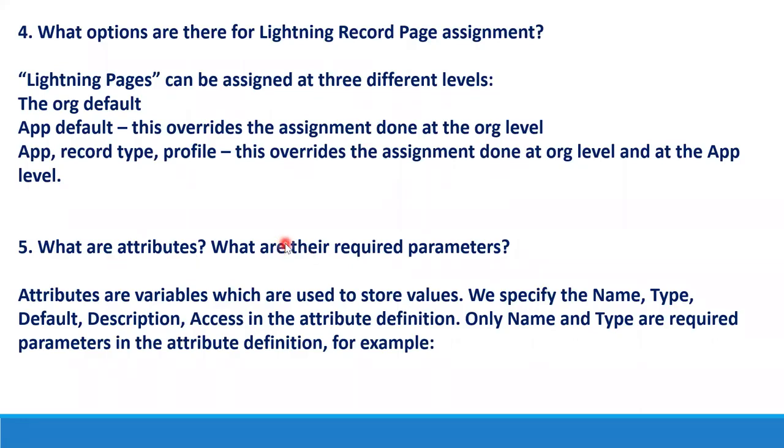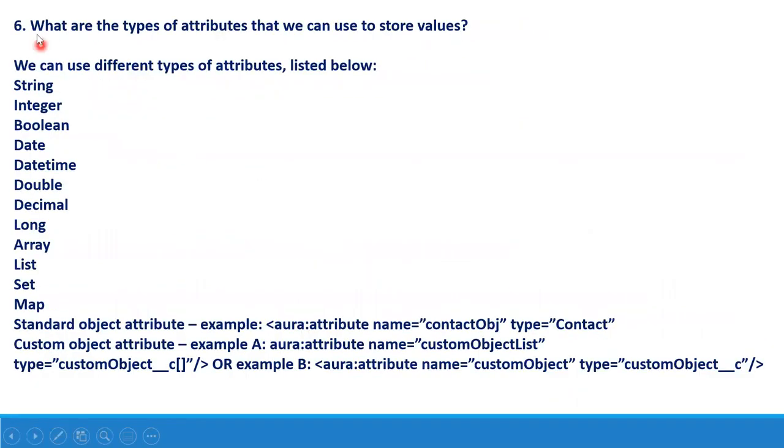What is an attribute? Why do we use attributes in the lightning component? To store values. Exactly, to store values, and if you want to display those values in the UI, we can use attributes in the lightning component. Attributes are variables which are used to store values. That's it. We specify the name, type, default, description, access. These are the attributes available in the attribute. You know, right, what types we have? String, integer, boolean, double, primitive data types, list, set, map, standard object, custom object, all those things we can use.